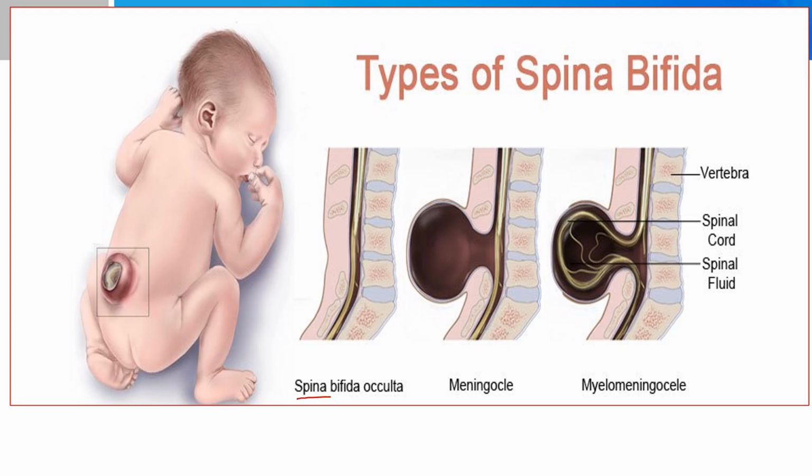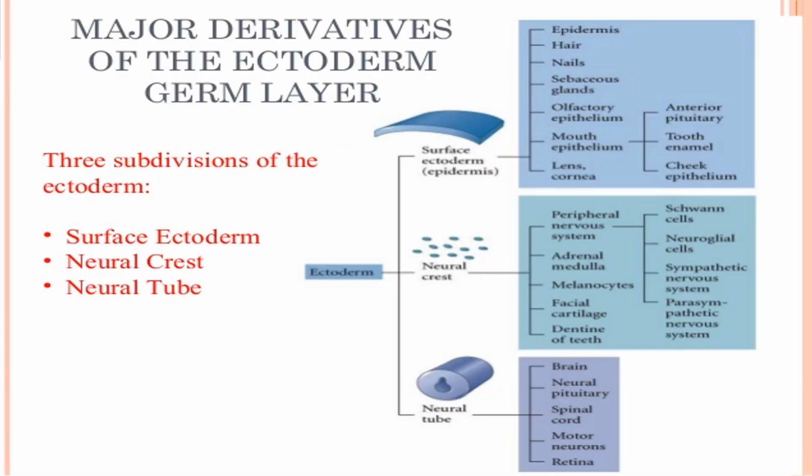The types of spina bifida are: spina bifida occulta, in which there is no protrusion of the meninges or the spinal cord. When the meninges are protruding, then it is called meningocele. When a part of the spinal cord is also present, then it is called myelomeningocele. So we have seen now the neural tube formation.